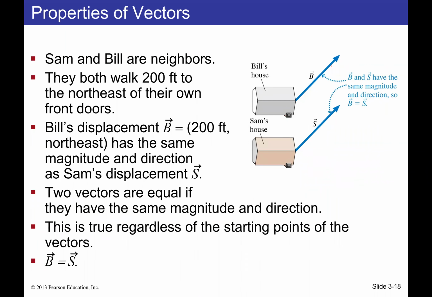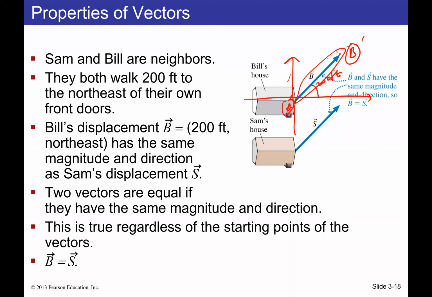All right, so now one thing we can have is this. Let's say Sam has a neighbor, Bill, and they both walk 200 feet to the northeast of their own front doors. So I take Bill's displacement to be B rather than S, which we had for Sam, and this is 200 feet northeast. With respect to his own front door, which is right here, if I do this coordinate system, then this is also 200 feet, going from A prime to B prime. So he also goes 200 feet northeast.